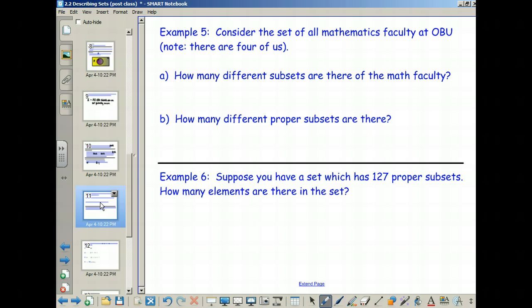And we want to know how many different subsets are there of the math faculty. Well, the previous slide told you how to find that. What would you do? 2 to the 4th, which is how many?